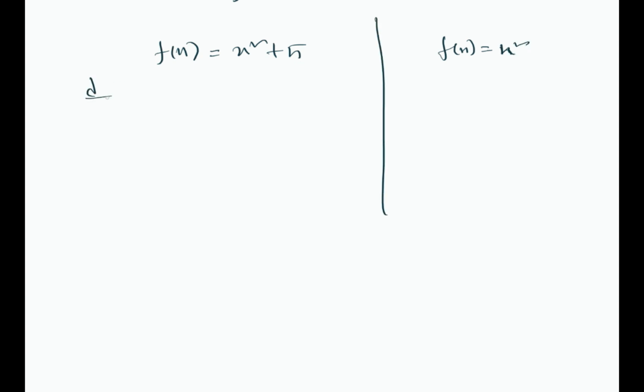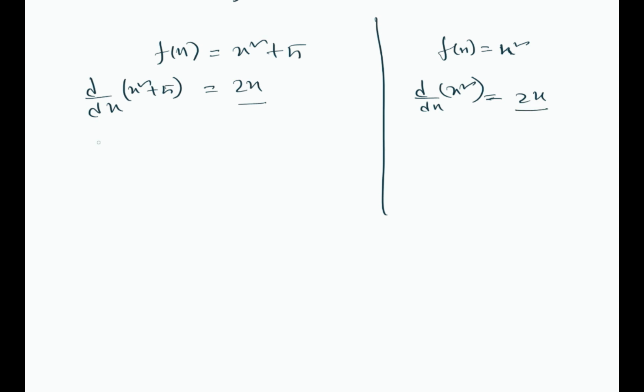Okay, so to understand it, let's consider we have a function f of x is equal to x squared plus 5, and we have another function f of x is equal to only x squared. The derivative of x squared plus 5, d/dx of x squared plus 5, is equal to 2x, and the derivative of x squared, d/dx of x squared, is also 2x. So from the same function we are getting the same derivative function. This function is called the derivative function.